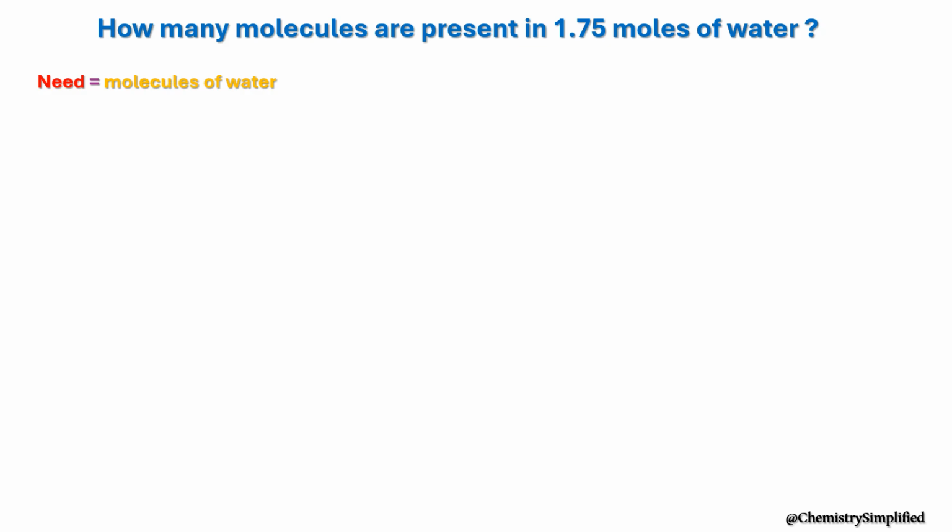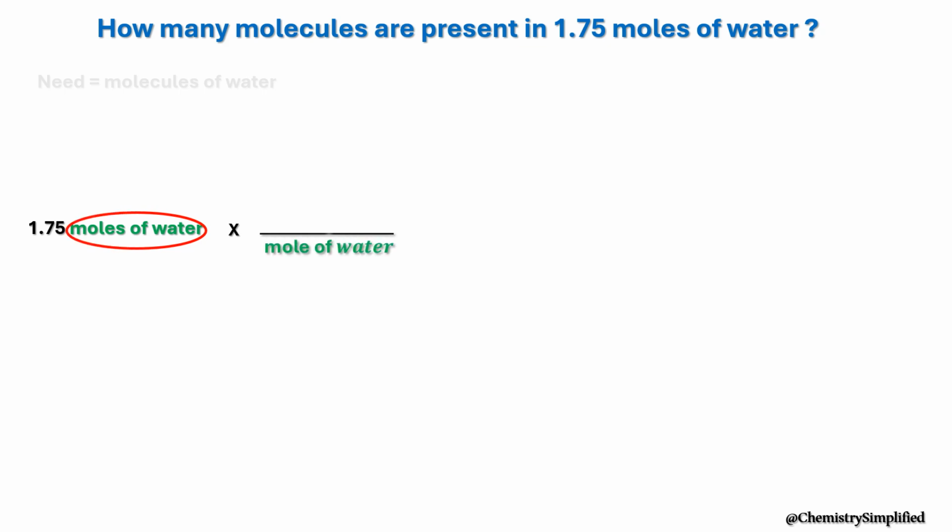So we need molecules of water. So we start with what was given, 1.75 moles of water times, since mole is on the top, we also need moles on the bottom. Why? So we can cancel it out.